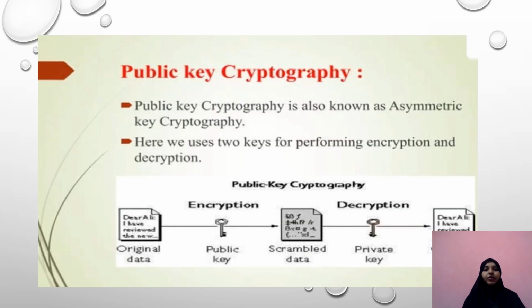Now let's move on to the next topic, that is public key cryptography. Public key cryptography is also known as asymmetric key cryptography. Here, we use two keys for performing encryption and decryption. That is, the original data is encrypted with the public key into scrambled data, and then it is decrypted using a private key.